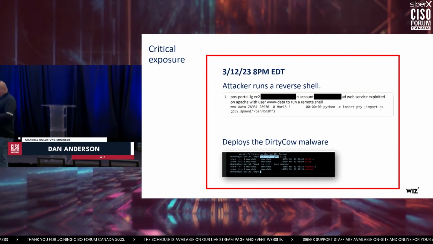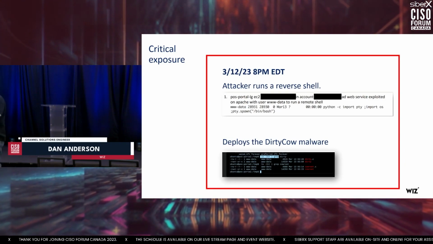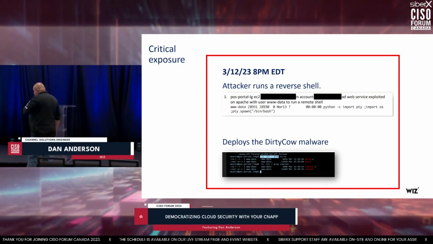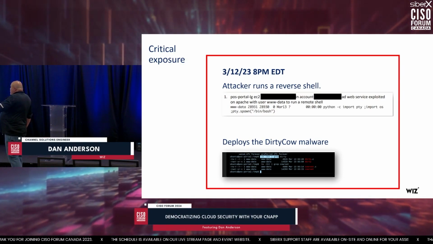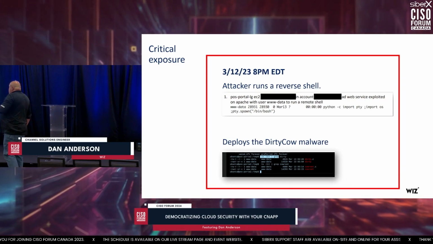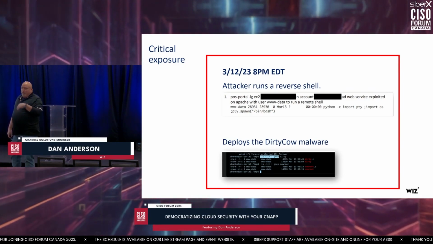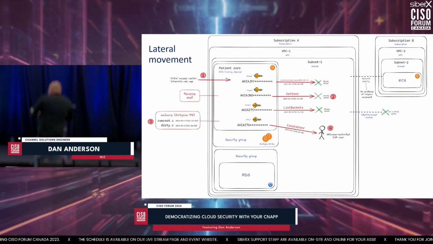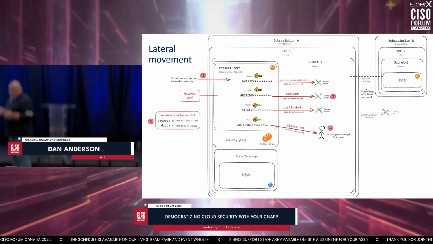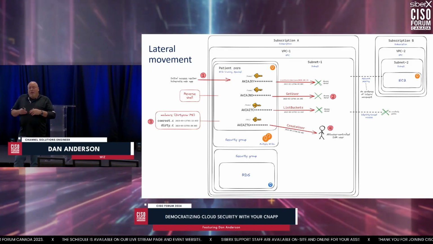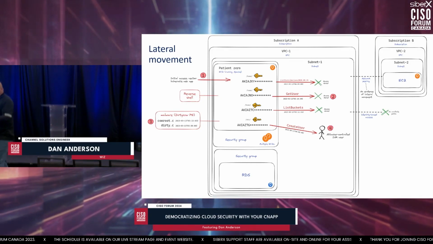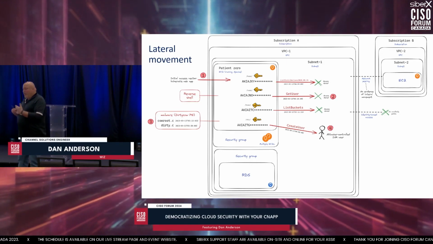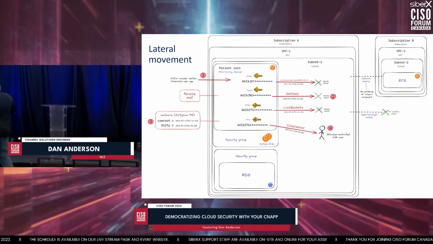So let's start with the timeline, okay, because that's really important. The timeline starts at 3:12 p.m. Eastern Daylight Time. The attacker knows what he wants to do. He's going to run a reverse shell, and he ends up getting into the environment and deploys the Dirty COW malware. Once he's in, he starts doing a lot of things. He starts crawling around looking for things like secrets that will allow him to do other things within the environment. He's cataloging what's going on in the environment. He finds what he needs.